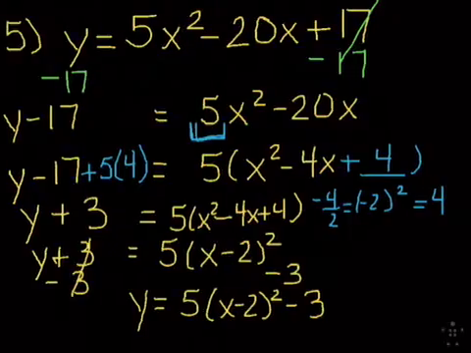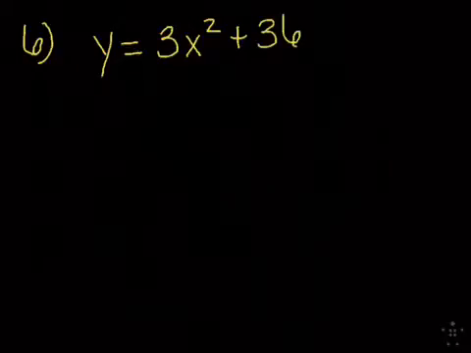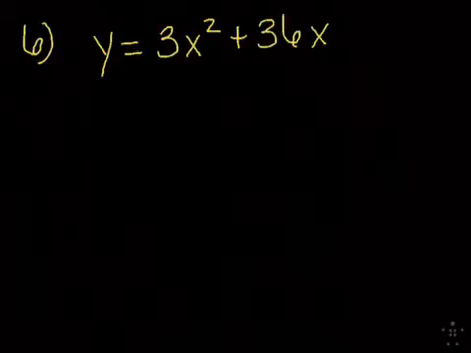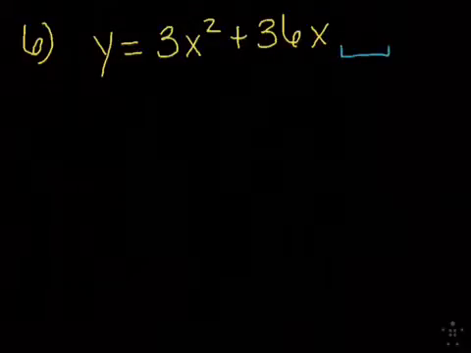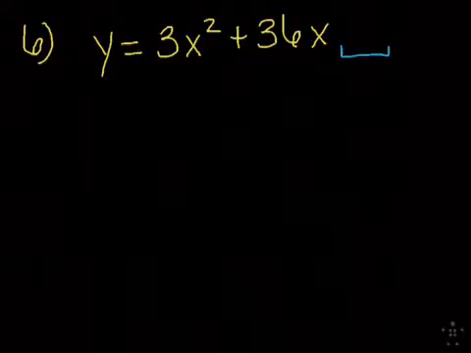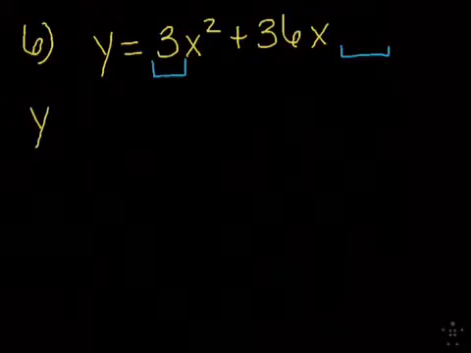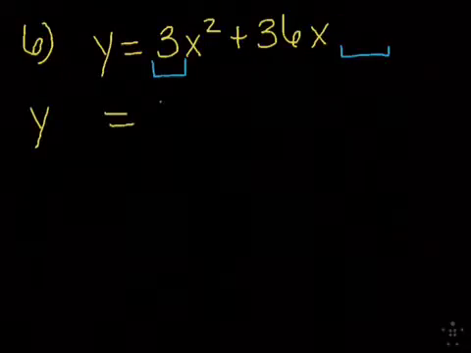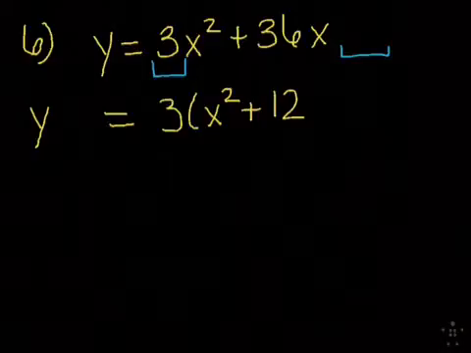Last one is going to be number 6. I got y equals 3x squared plus 36x. All right, so this time there's no c here, so we don't have anything to move to the other side because there's nothing here in the back, nothing's there. So we can go ahead and factor out that GCF. The GCF here will be 3. So I end up with y equals, still put that space there, 3 parentheses x squared plus 12x.